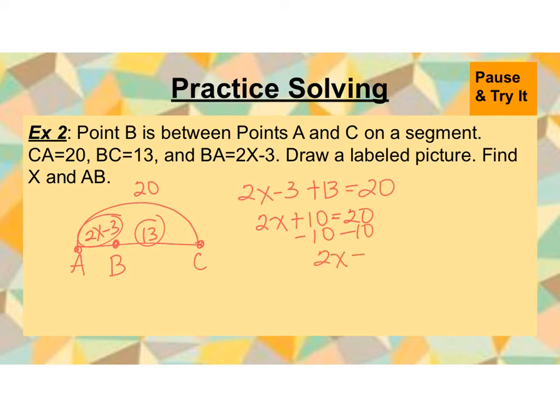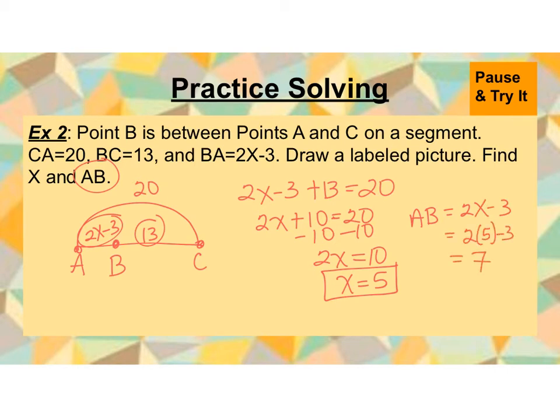So 2x equals 10, divide by 2, and x equals 5. That's part of my answer. Remember they asked what AB is, so I have to plug that in. AB, they told me, is 2x minus 3, so that becomes 2 times 5 minus 3, which is 7. Or you could have just done 20 minus 13 and find out that that should be 7 as well. But that's a good check to plug in your x value and see if it works.